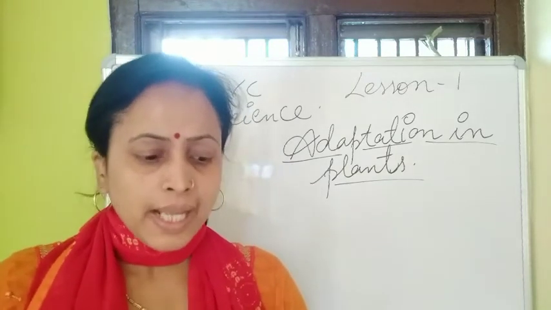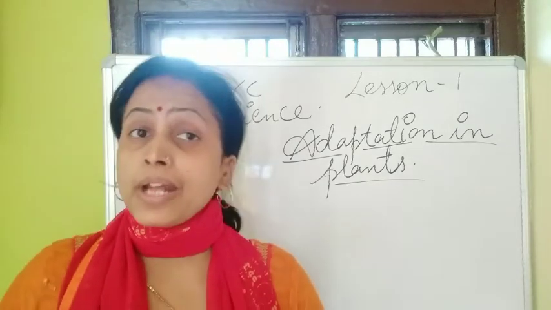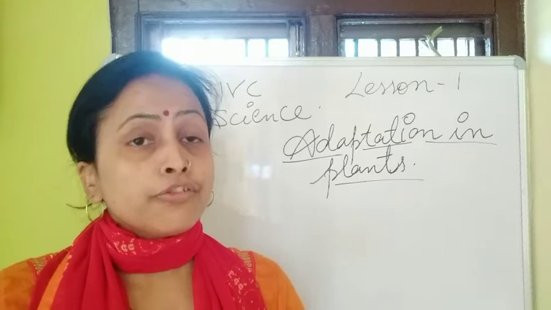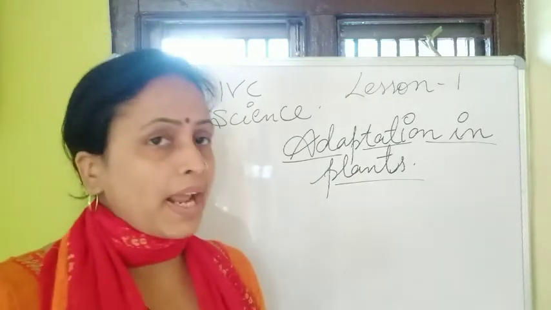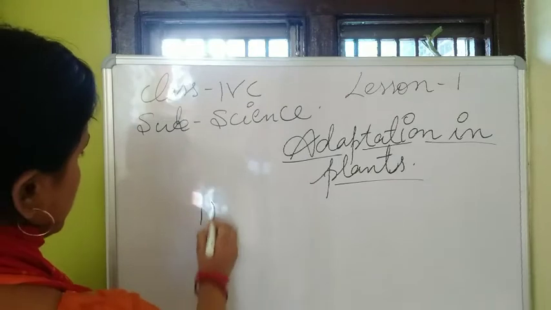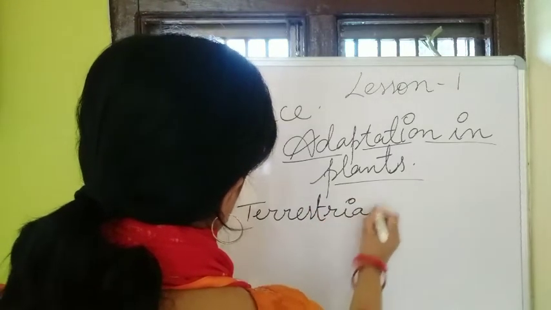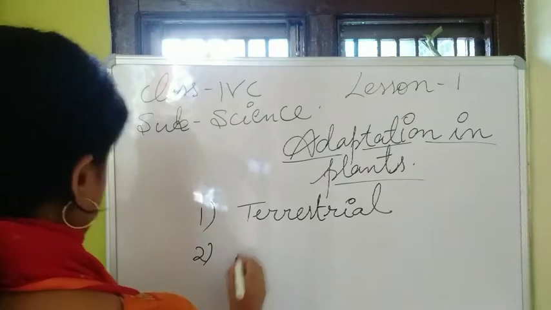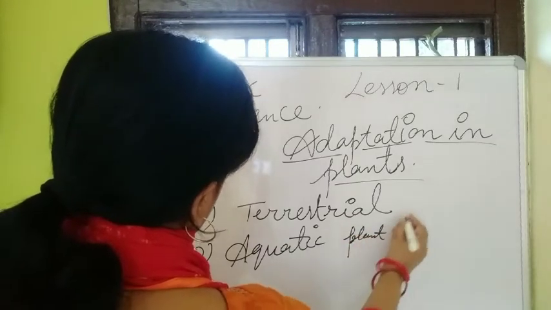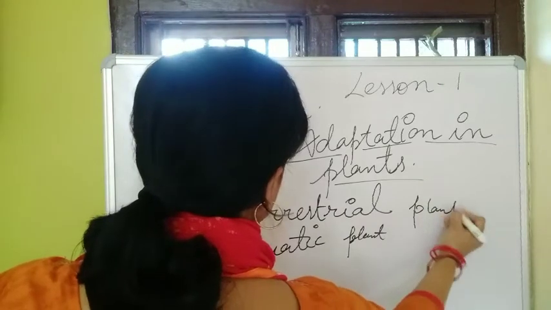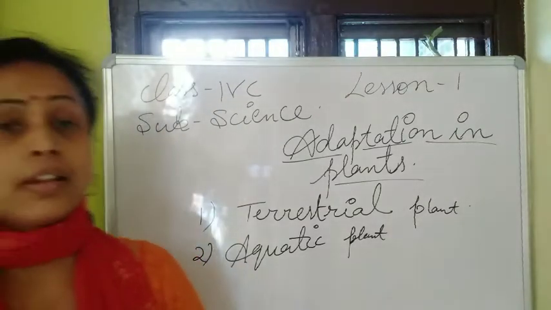Adaptation to the habitat. Plants can be placed under two main groups according to adaptation. The first is terrestrial plants and the second is aquatic plants. Two types we will learn today.